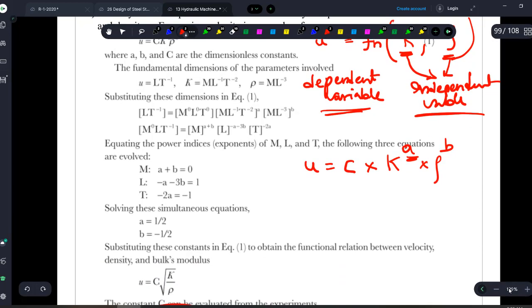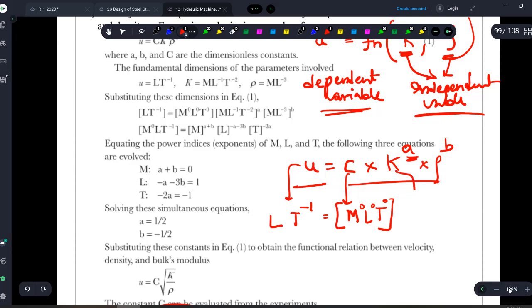All you have to do is match the dimensions of left hand side and right hand side. This is the dimension analysis, right? वही करेंगे. Dimensional homogeneity. Dimensions on left hand side should match dimensions of your right hand side. What is velocity dimension? L t to the power of -1. You know it very well. Is equal to constant. Constant का क्या रहता है? Constant का तो कुछ dimension नहीं रहता है. m0, l0, t0.